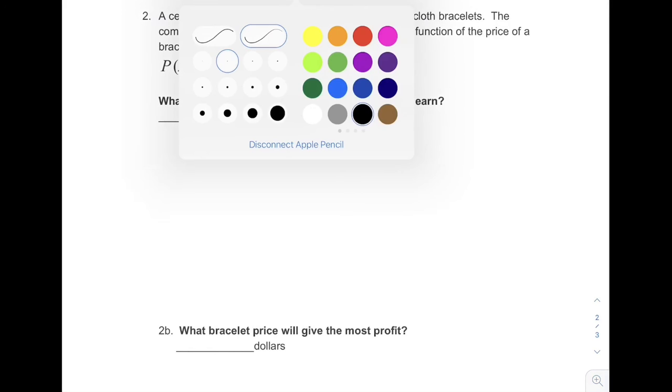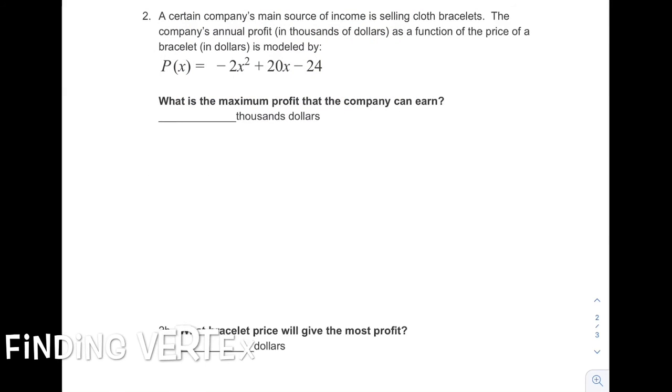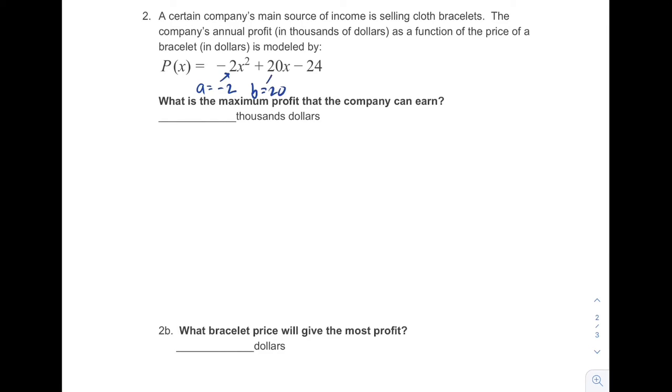Okay, example number 2. A certain company's main source of income is selling cloth bracelets. The annual company's profit in thousands of dollars as a function of the price of a bracelet is modeled by this equation. Right, so again, we can identify what the values are. A is negative 2, B is 20, C is negative 24.